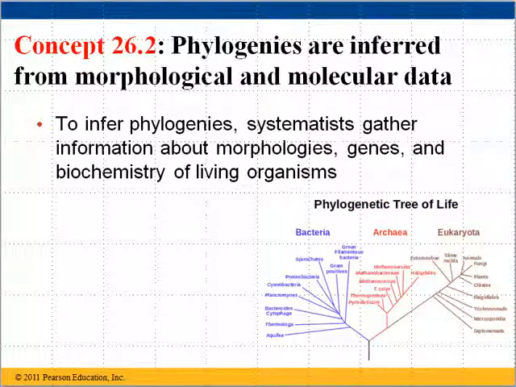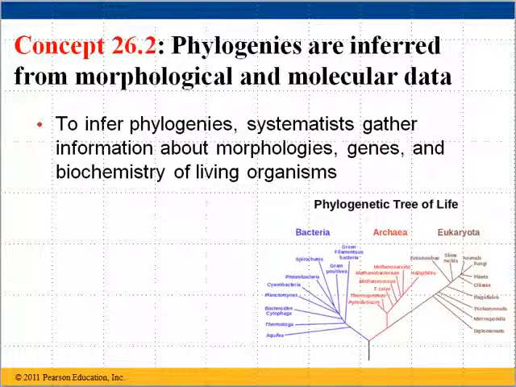So how do scientists go about setting up these taxonomic figures, these phylogenetic trees? What's the information that they use to develop these? Well, that's what Concept 26.2 is all about. It says phylogenies are inferred from morphological and molecular data.